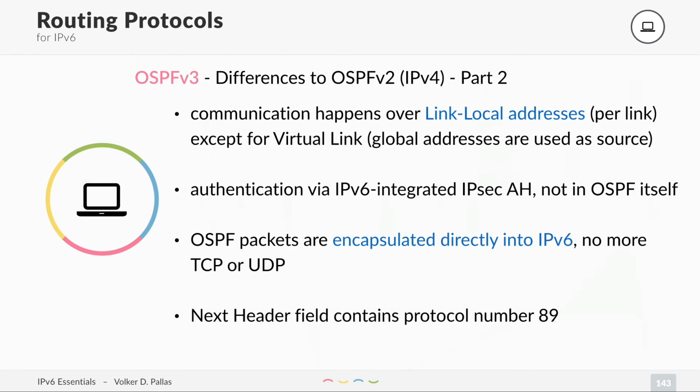The communication in OSPF version 3 happens over the link local addresses per link, except for the virtual link, but that's a special thing that we don't have to go into detail. Authentication is the IPv6 integrated IPsec authentication header. It is not done in OSPF itself. The OSPF packets are encapsulated directly into IPv6. There is no more TCP or UDP. There is only a native IPv6 packet. That makes it more powerful. And if you have a header of a packet, then the next header field is set to 89 to indicate there is another header, which is an OSPF header.